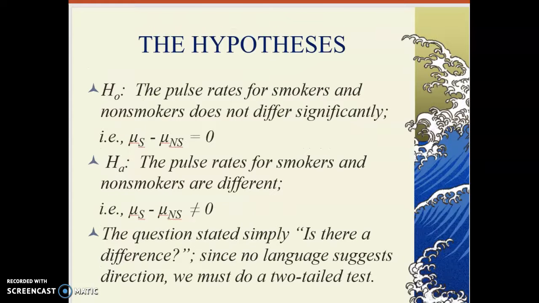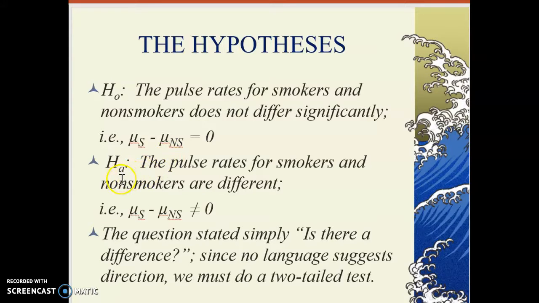So the hypothesis, let's set this up. The null hypothesis is that the two groups will be the same, right? The pulse rate for smokers and non-smokers does not differ significantly. So we have the mean of the smoker group minus the mean of the non-smoking group equals 0. Remember to use subscripts that are meaningful. And it makes sense to put the smoker group first and subtract the non-smoker group because we're probably anticipating that smokers would have higher pulse rates.